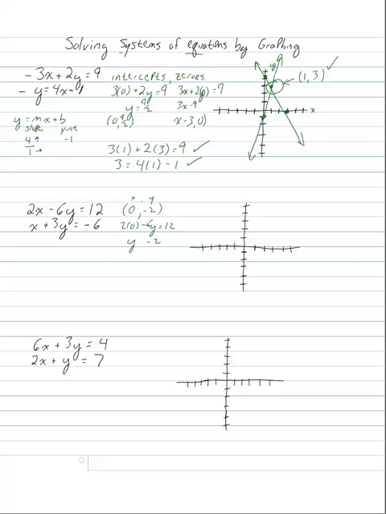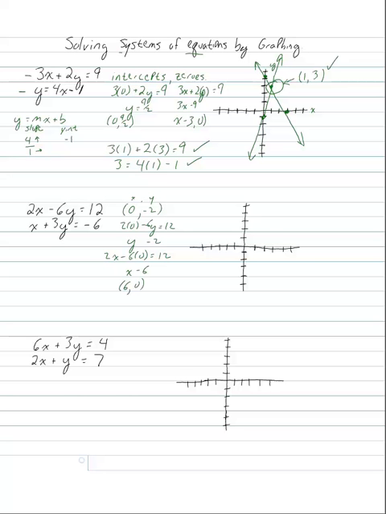I can find my other intercept, so I'm going to sub 0 in for y. So I'll get 2x minus 6 times 0 equals 12. So x equals 6. So I have a point (6, 0). So I can plot those.